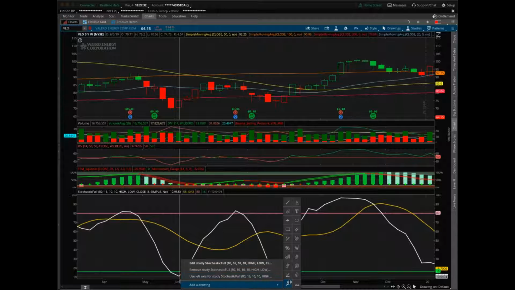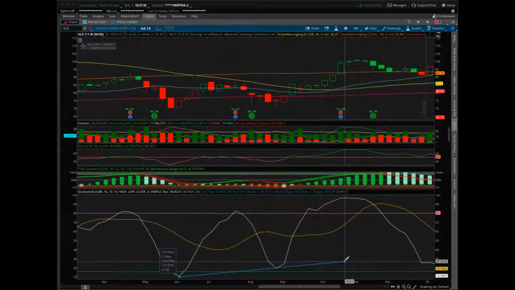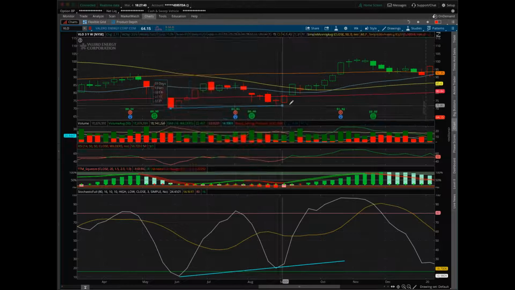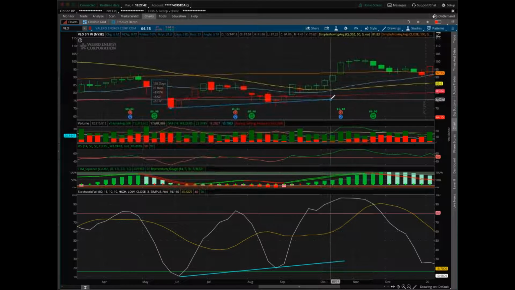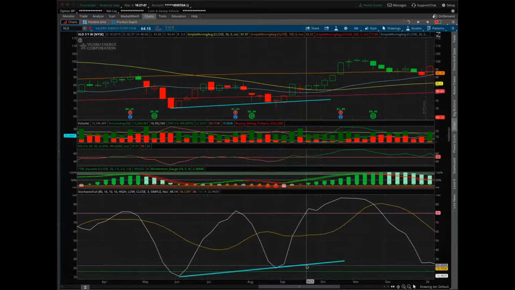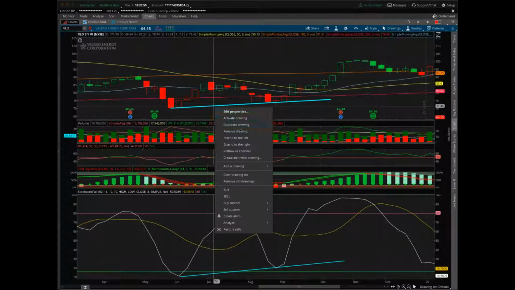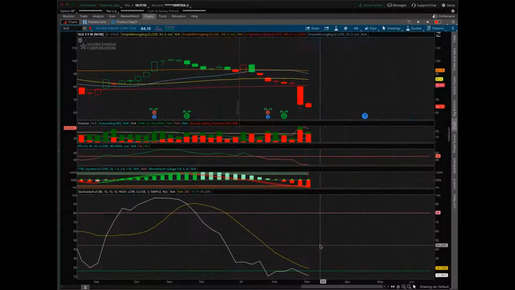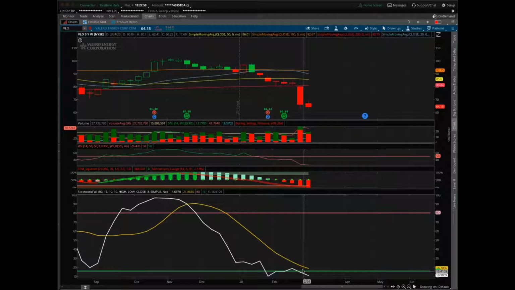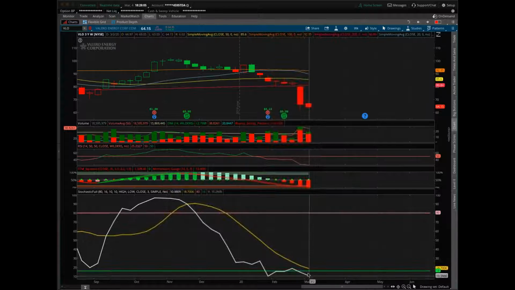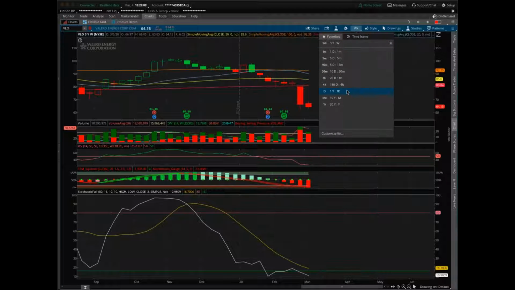So we could see this higher low here, and we could see that higher low here. So both made a higher low, and it moved up. So now the stochastics on the weekly chart are moving below 10. So that's a good indication that a reversal is going to come soon.